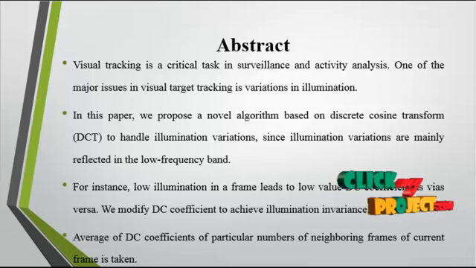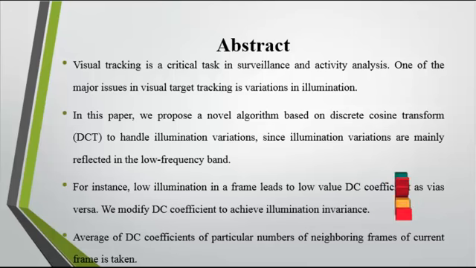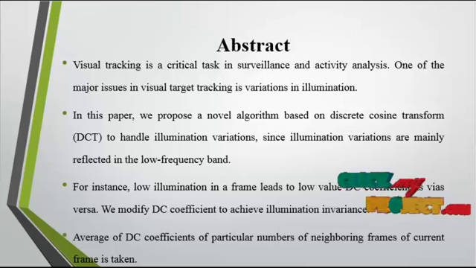For instance, low illumination in the frame leads to low value DC coefficients and vice versa. We modify the DC coefficient to achieve illumination invariance. The average of DC coefficients of a particular number of neighbor frames of the current frame is taken. The correction in the DC coefficient is performed using the maximum eigenvalue of the image covariance matrix over n frames.